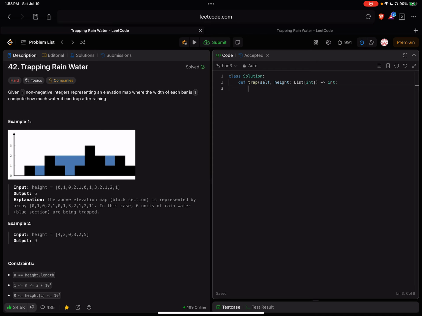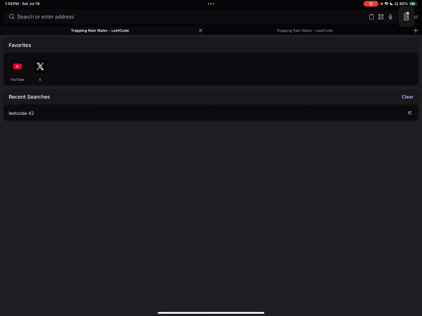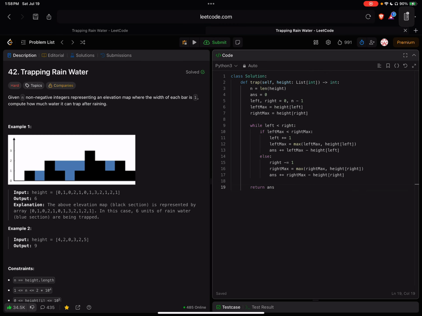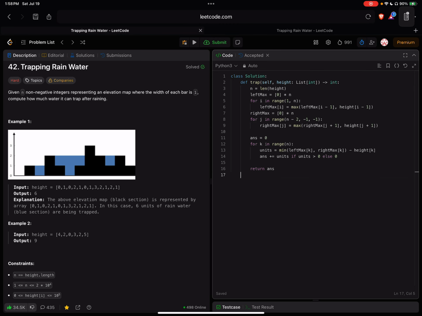Since we had two methods, the first method requires order of n space. So, oh, why is it not working? Oops, come on. Okay, I'm not sure what's wrong. Okay, it's set.